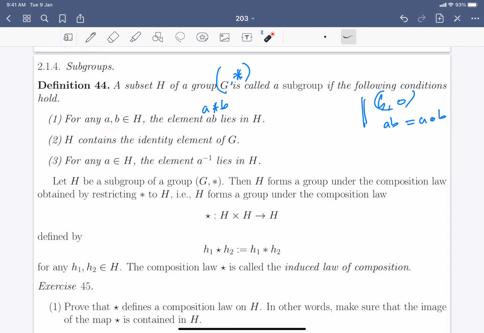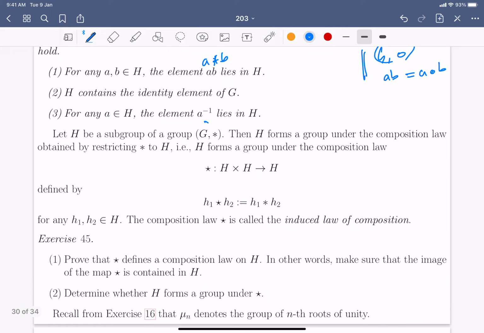The first condition is that the product of any two elements of H, such expressions being called products for obvious reasons because we used the letters AB to denote product in our school days, is an element inside H. It has to lie inside H. Second, H contains the identity element of G. And whenever we pick an element, its inverse has to lie within H. You can ask me what is A inverse: it is the inverse of A inside the group G.